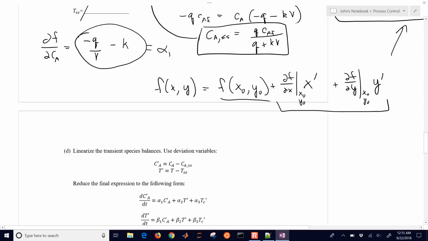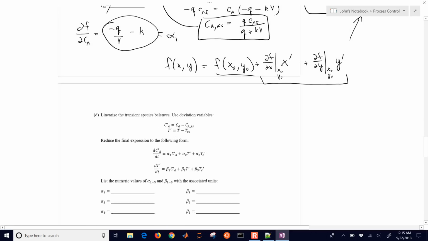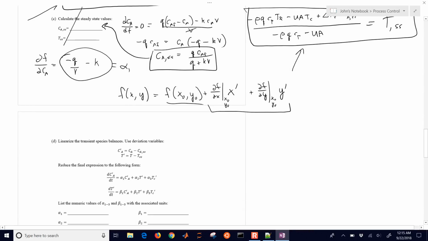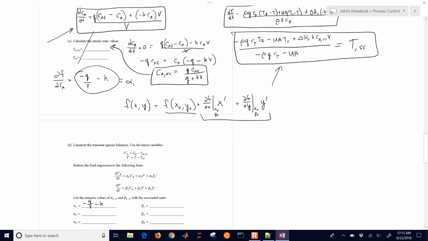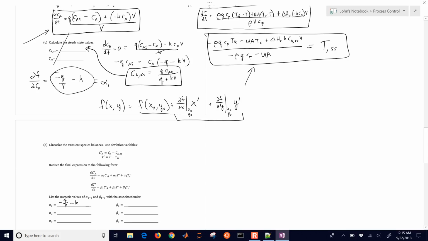So let me just write that down here. I'll make this just a little bit smaller. That's going to be negative Q over V minus K. Now you'll notice as well in that equation that there are no temperatures. So the partial with respect to temperature and partial with respect to temperature of the cooling jacket is going to be equal to 0. So those are not there at all.